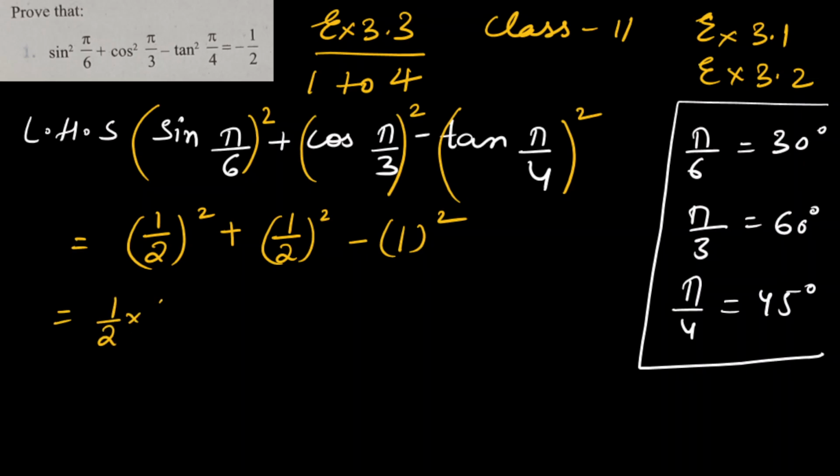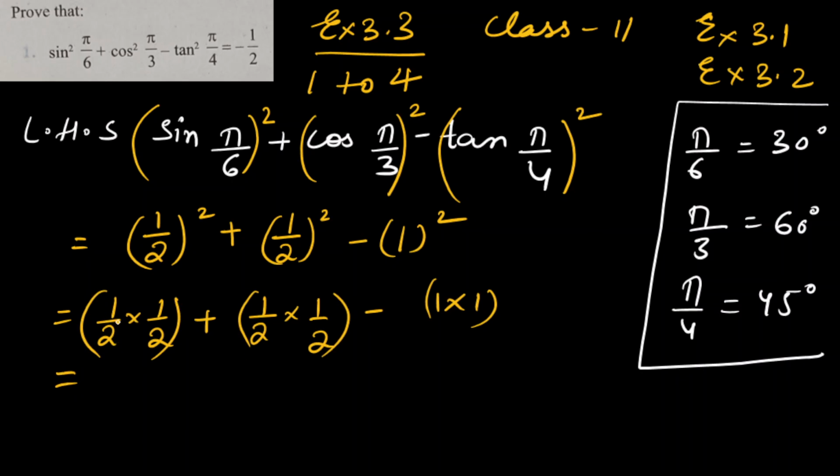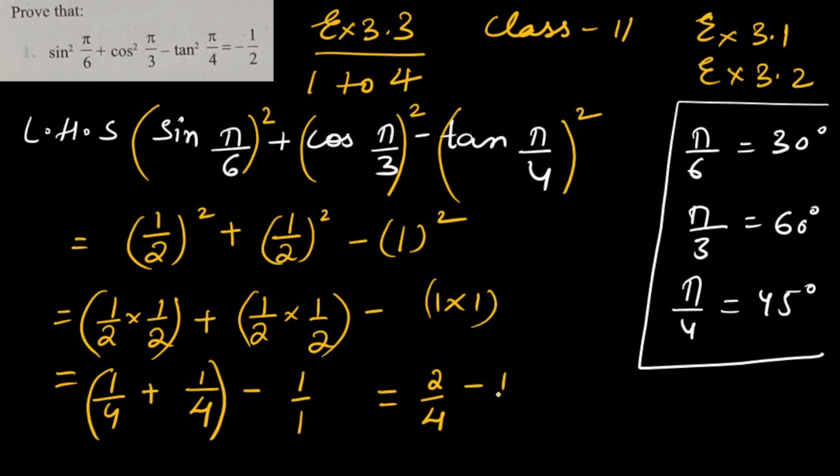We'll simplify it. 1 by 2 square means 1 by 2 into 1 by 2, again 1 by 2 into 1 by 2, minus 1 into 1. First multiplication, then addition and subtraction. So 1 into 1 is 1, 2 into 2 is 4, again 1 into 1 is 1, 2 into 2 is 4, minus 1 into 1. This 1 we can write as 1 by 1. These two we can add as the denominator is the same. So this will become 2 by 4 minus 1 by 1.